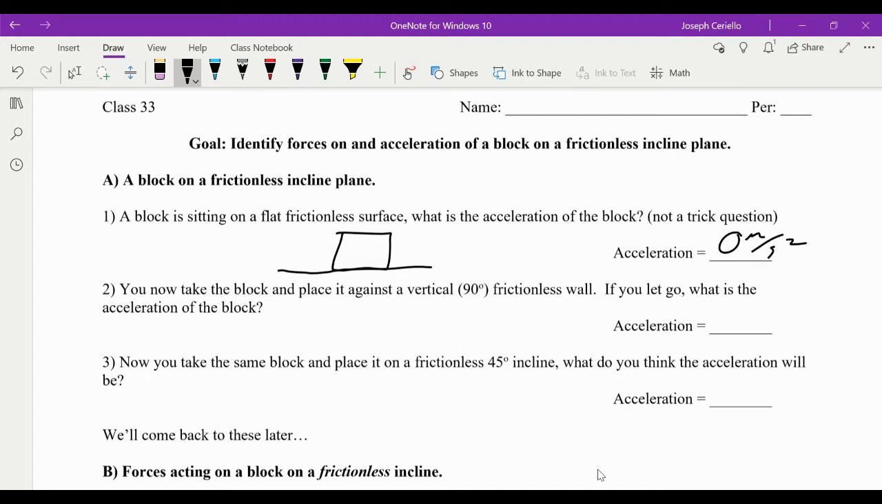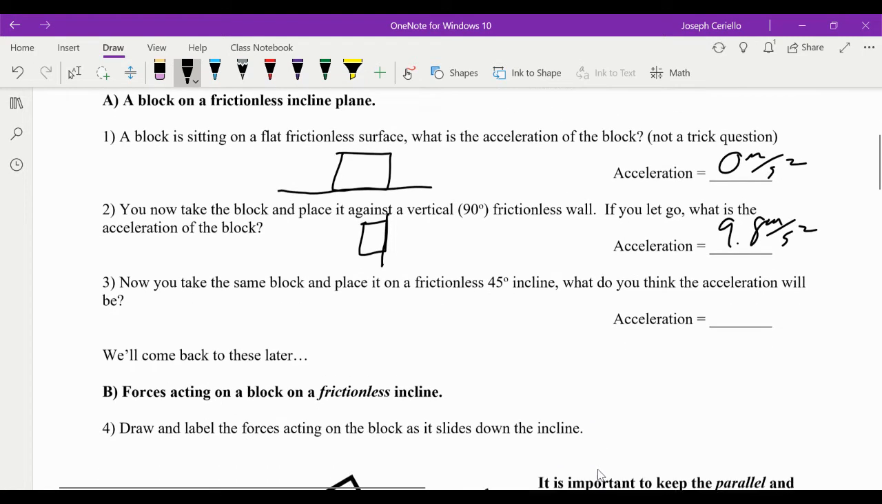The next one, let's say you have a block and it's against a vertical wall. So here's my block, here's my vertical wall. What would be the acceleration as you let go of it? Hopefully you realize it's going to accelerate at 9.8 meters per second squared. Those are both actually right. We're going to prove it mathematically later.